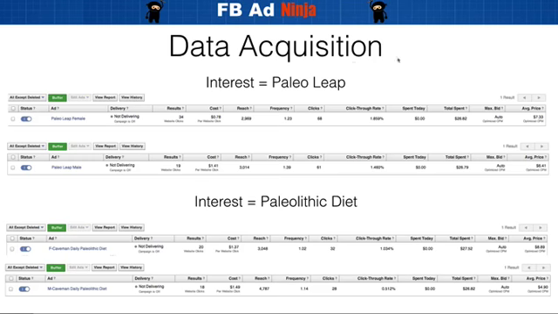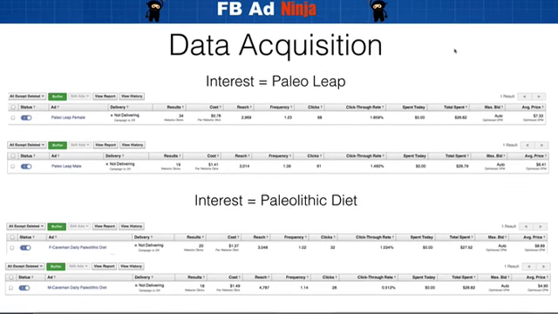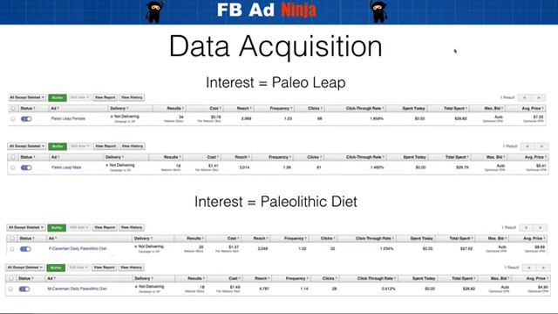So here is a campaign I was running. I'm in the data acquisition phase, and I'm targeting two interests. I'm targeting Paleo Leap, which is a brand, a website, and a Facebook page. And I'm also targeting the interest, which is like a keyword, Paleolithic diet. And when you have a look at the stats here, you can see exactly why I split it up.